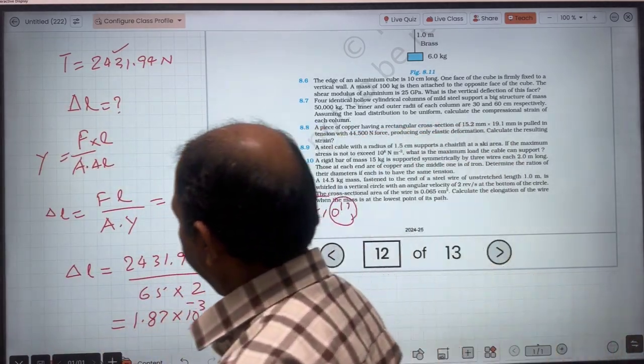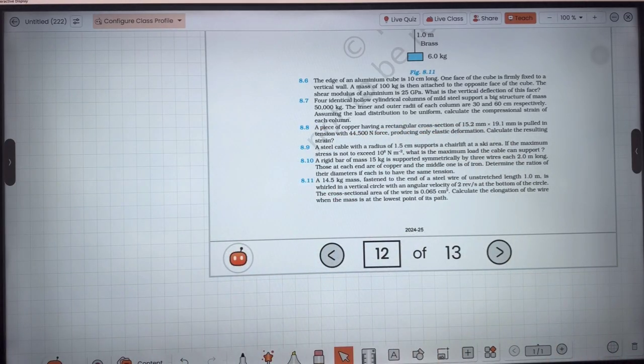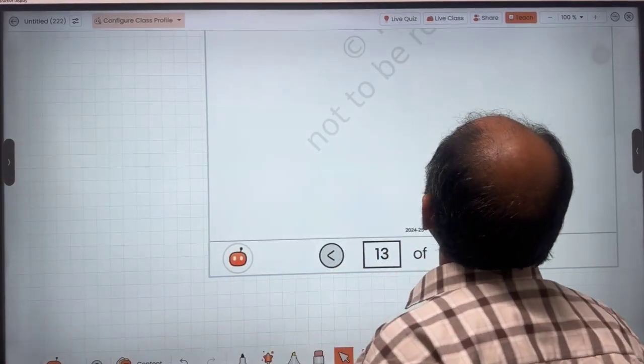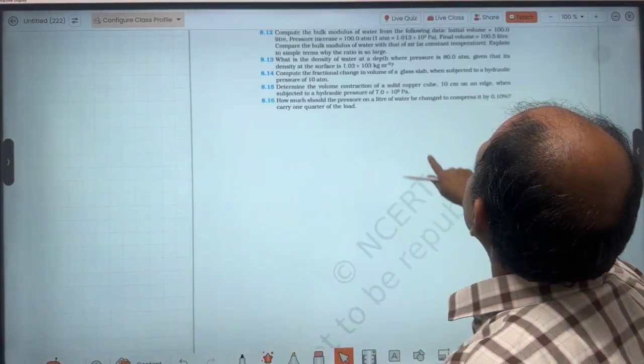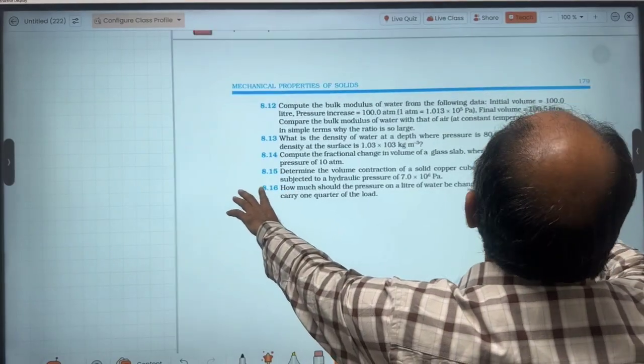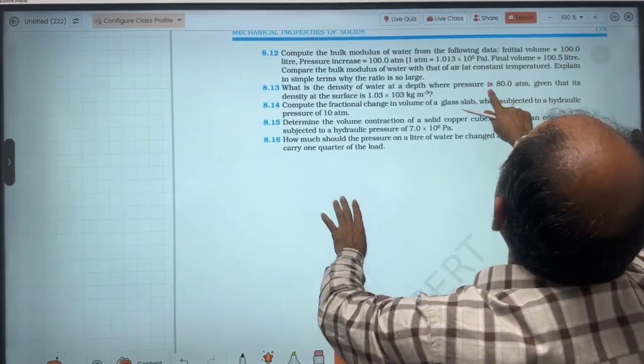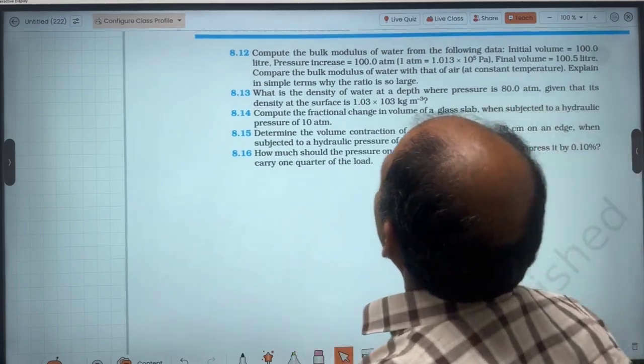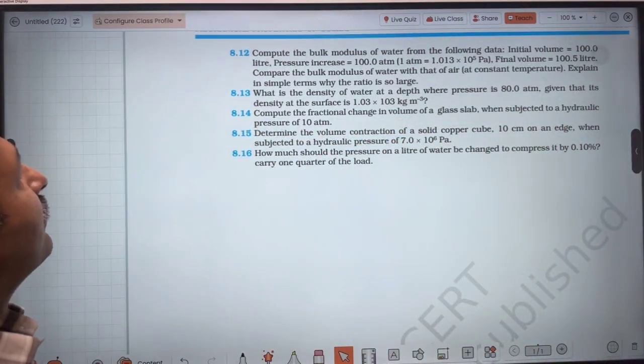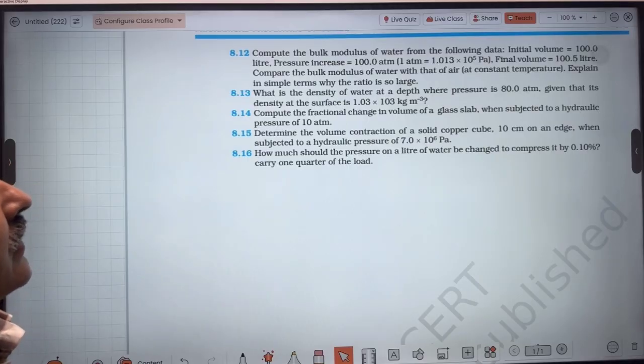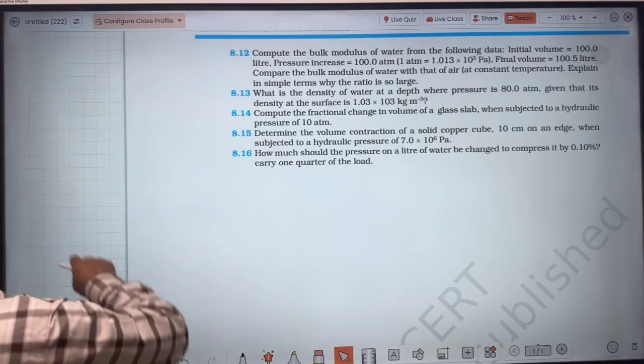Let's go to the next question. The next question says, compute the bulk modulus of water from the following data. Initial volume 100 liter, pressure increase 100 atm, final volume 100.5 liter. Compare the bulk modulus of water with that of air at constant temperature. Explain in simple terms why the ratio is so large.